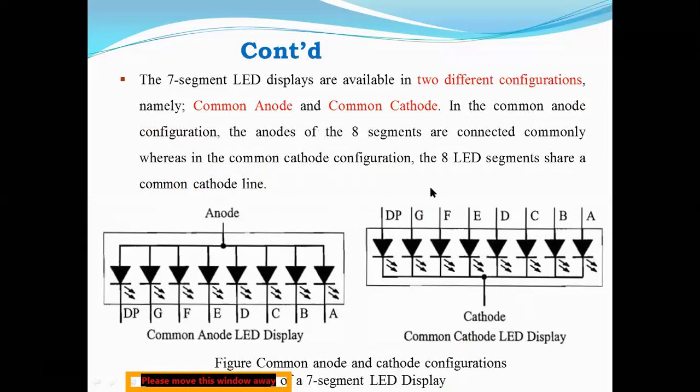Again, what configuration can this 7-segment LED use? It can be used in two different configurations. One is the common anode and the second one is the common cathode. That means if all the anode terminals are connected together, that is the common anode configuration. If all the cathodes are connected together, that is called the common cathode. You can use any one of these configurations to activate the 7-segment LED display. So this is one output device which is most commonly used in embedded systems, right?